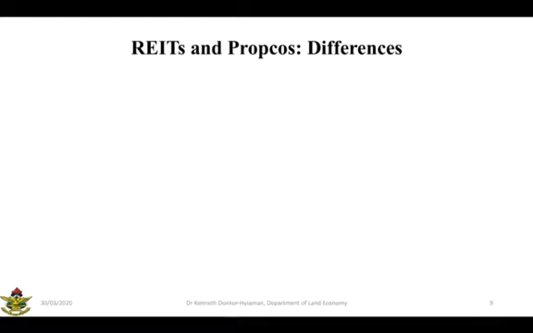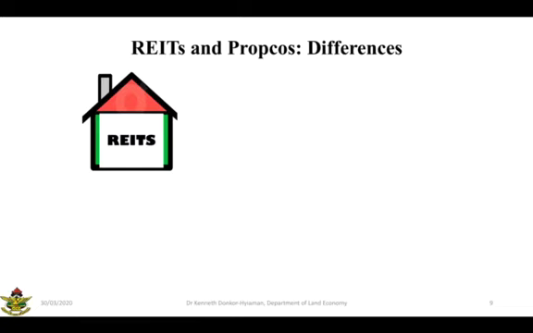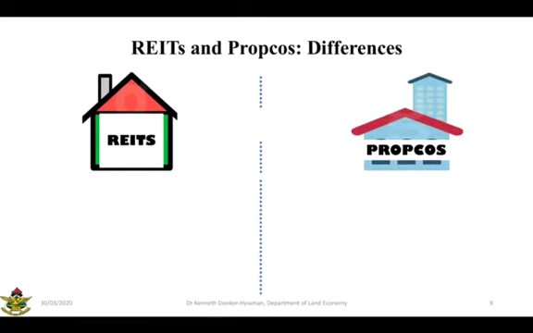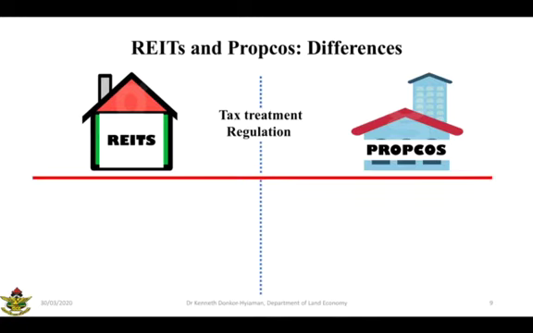A property company may also be called a propco or a REOC. Now, a REIT is different from a property company in two main ways. That is, in terms of its tax treatment and its regulation. A REIT is often called a tax-neutral or transparent investment vehicle, unlike a property company.